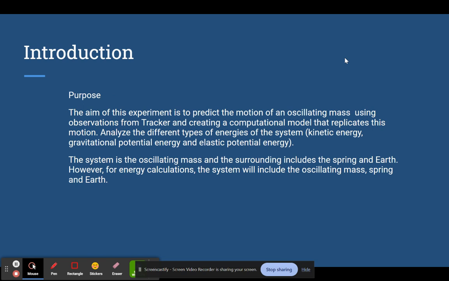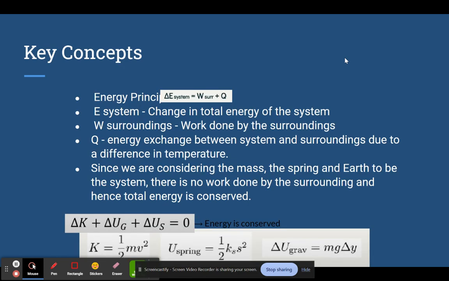So, the purpose of this experiment is to predict the motion of an oscillating mass using observations from Tracker and creating a computational model that replicates this motion, and to analyze the different types of energies of the system, such as kinetic, gravitational, and elastic energy. The system is the oscillating mass, and the surroundings include the spring and the Earth. However, for energy calculations, the system will include the oscillating mass, spring, and Earth.